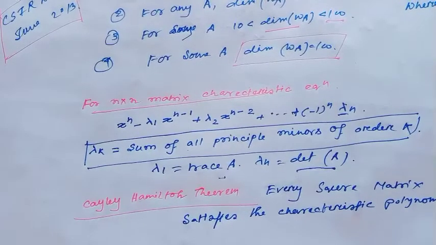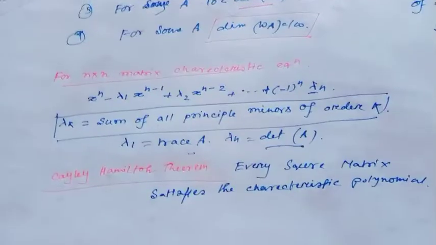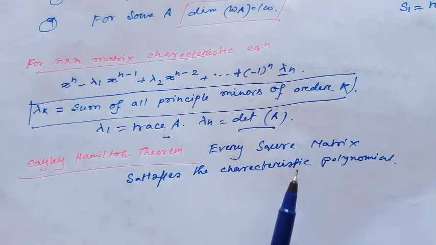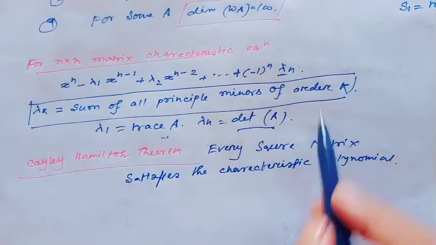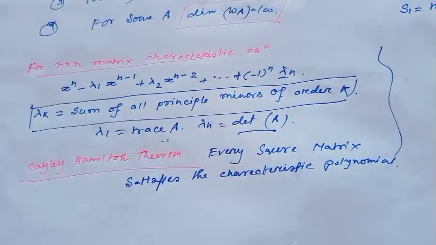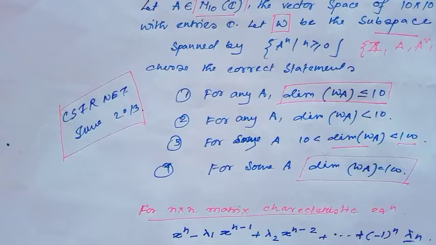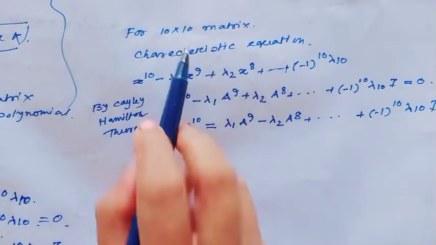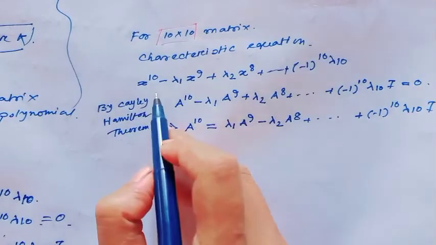Also here we will use another concept, the Cayley-Hamilton theorem. We all know the Cayley-Hamilton theorem states every square matrix satisfies its characteristic polynomial. These two concepts will be used here. Have you understood how we have to use these two concepts? Okay. By this rule, since here a 10 cross 10 matrix is given, the characteristic polynomial would be of this type.